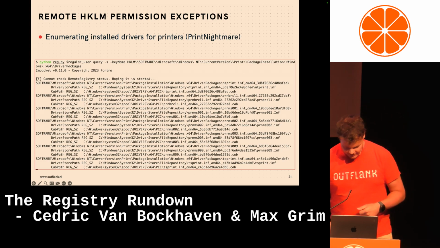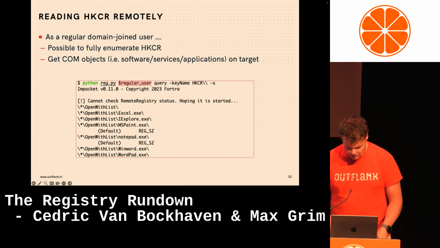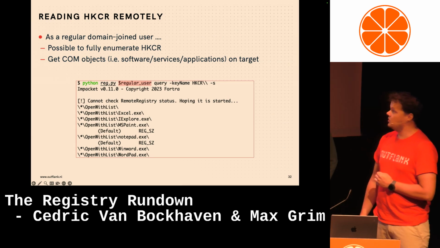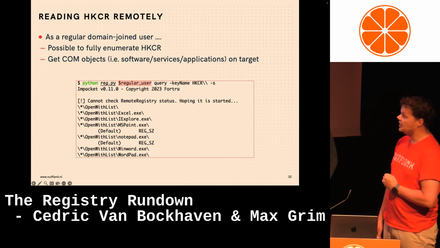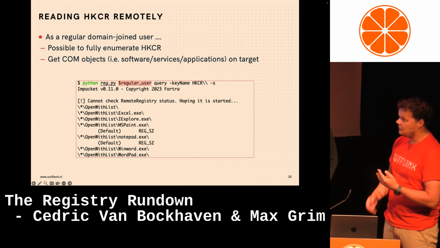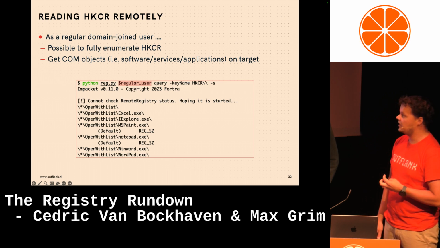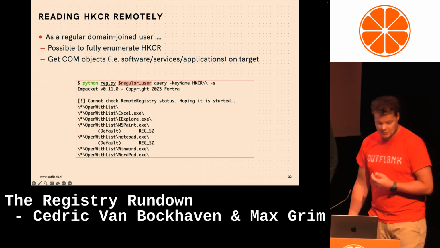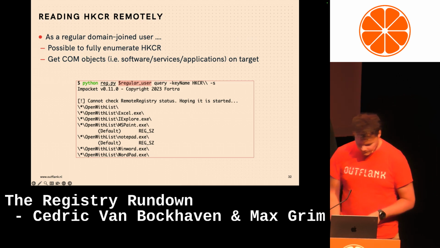So this is a nice way to do some remote reconnaissance, and I'll give one last example. This is the classes root, which you can fully enumerate as a domain user, and here you can see things like, okay, the open with list, like what kind of files have been opened in the past and how are they configured, and in this case we know, okay, there's at least Word and Excel on there, so maybe we can do something with that.